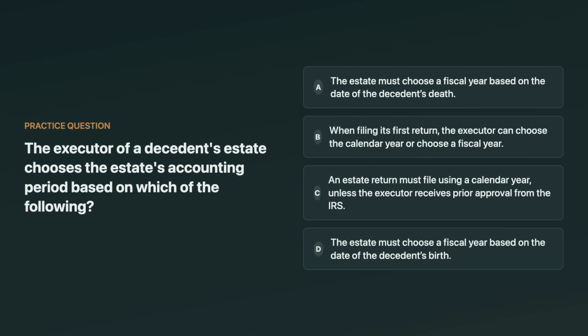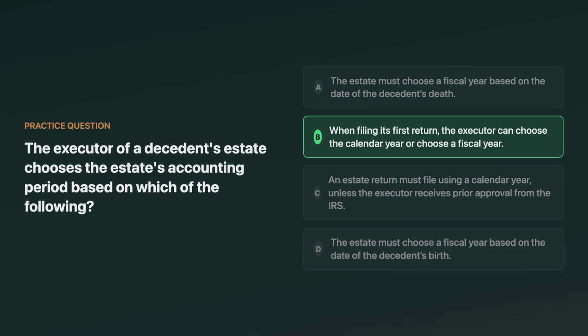The executor of a decedent's estate chooses the estate's accounting period based on which statement? The options include choosing a fiscal year based on the date of death, choosing the year when filing the first return, needing IRS approval to use anything but a calendar year, or choosing based on the decedent's birth date. Think about it. When does the executor actually lock in that choice?